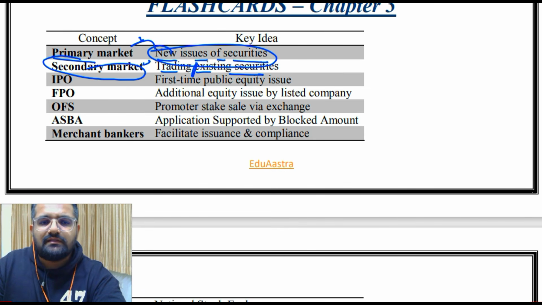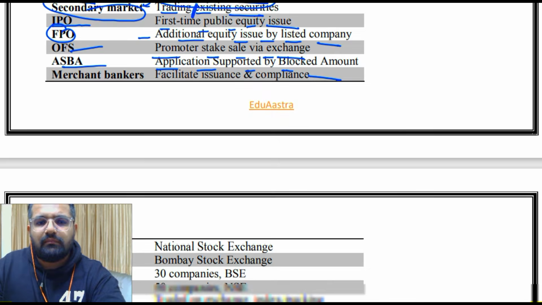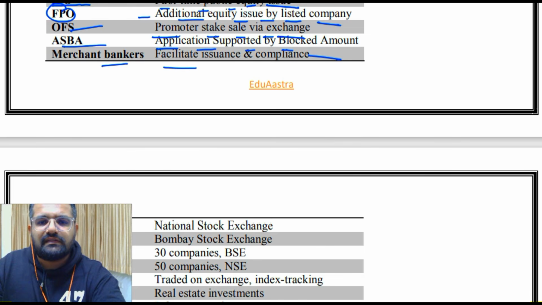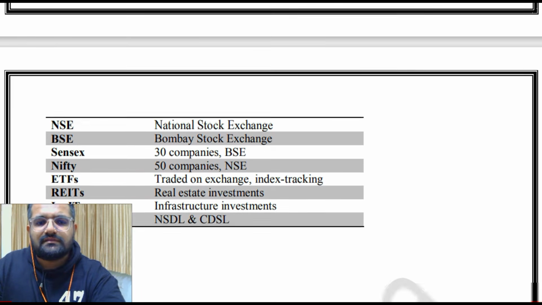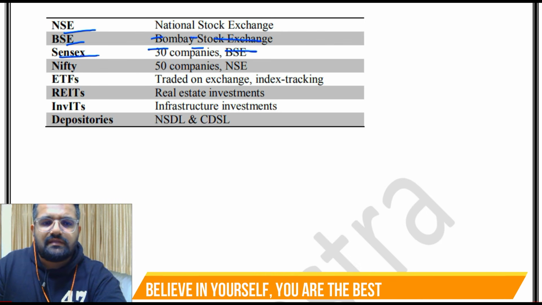IPO, first time public equity issuance, initial public offering. FPO, additional equity issue by listed company. OFS, promoter stake sale via exchange. ASBA, application supported by blocked amount. Merchant bankers facilitate issuance and compliance. Then NSE is National Stock Exchange, BSE is Bombay Stock Exchange. Sensex 30 companies, Bombay Stock Exchange.